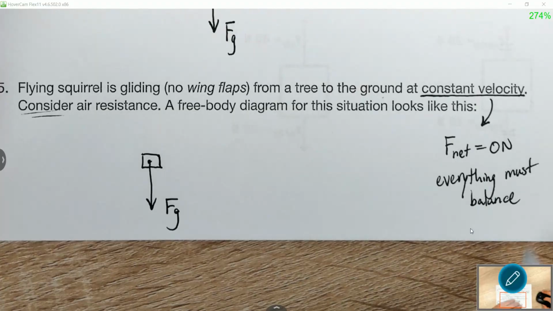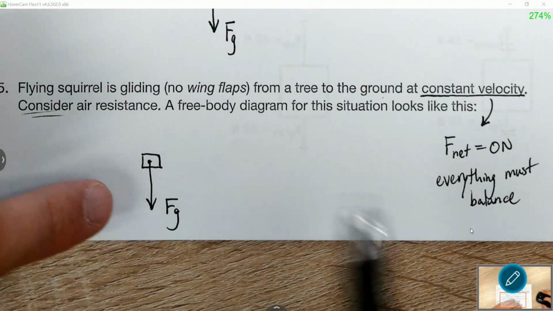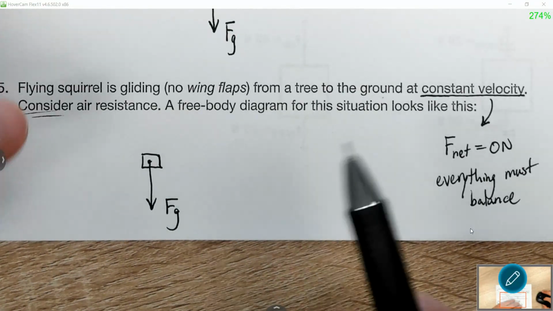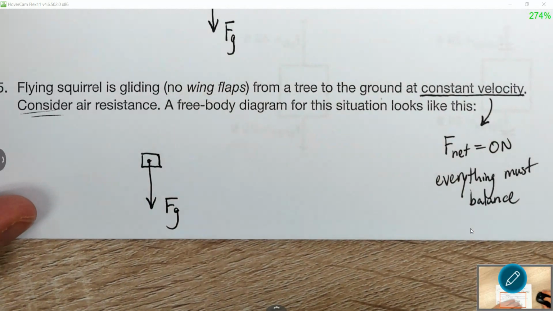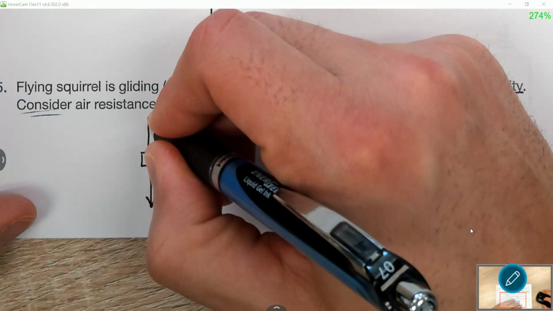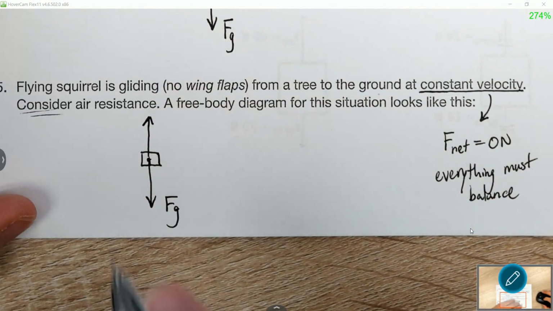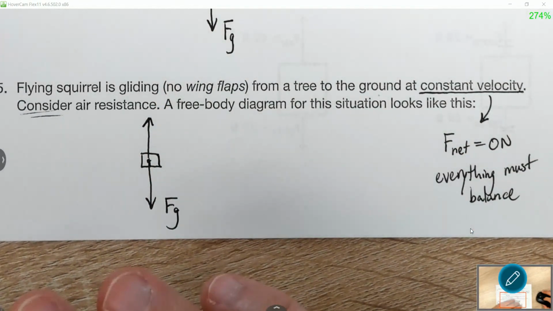If everything has to balance, do I have to draw an arrow to the left, to the right, or do I need to draw one up? Up. And do we want it to be the same length? Yes. Now we just need to figure out which one we're drawing.